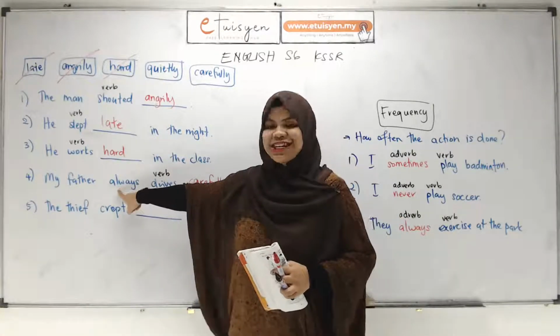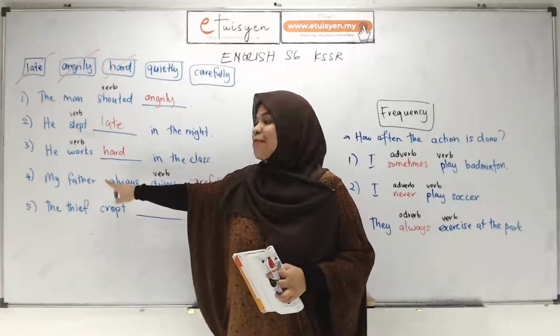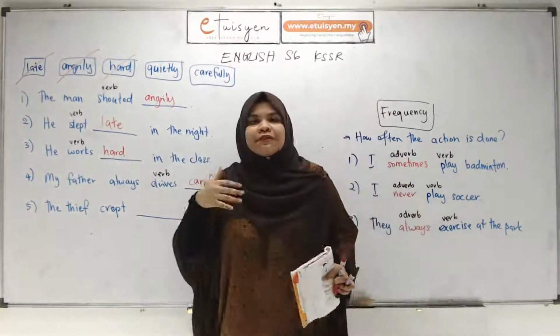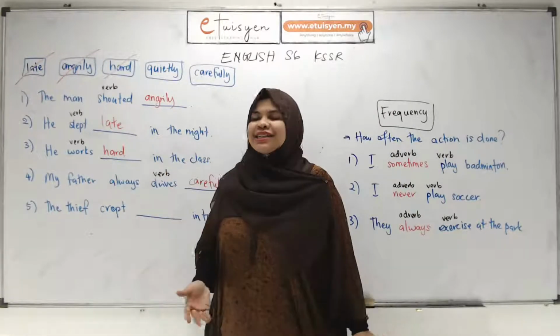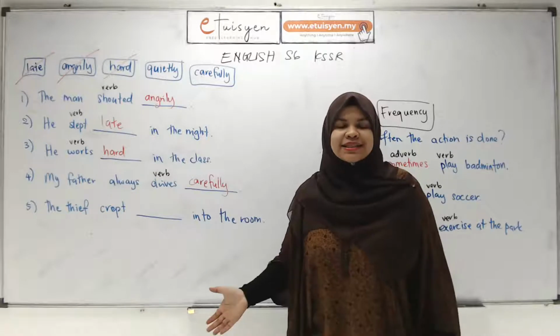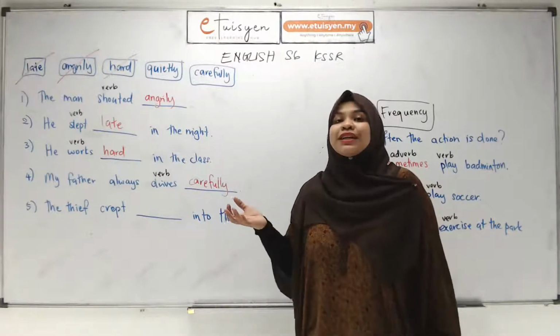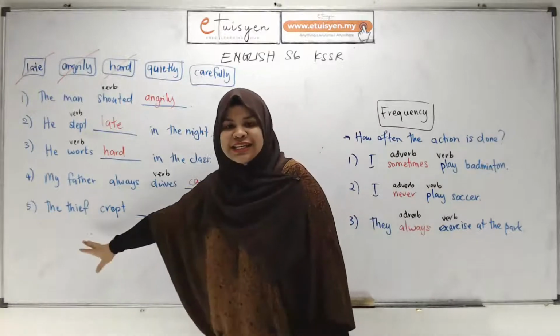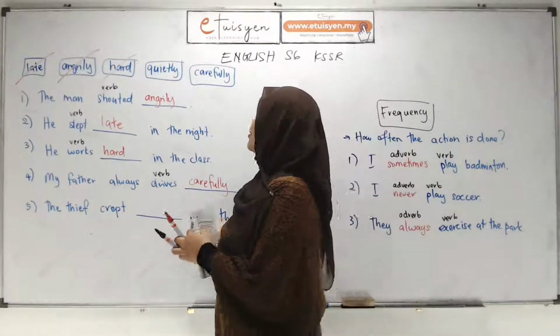So here is actually your second adverb. So maksudnya kalau ni tak ada, my father drives carefully. But my father always, sentiasa. So this is also an adverb. So actually, in a sentence, you can also use two adverbs at the same time. Okay? Alright. Last one. The thief crept blank into the room.